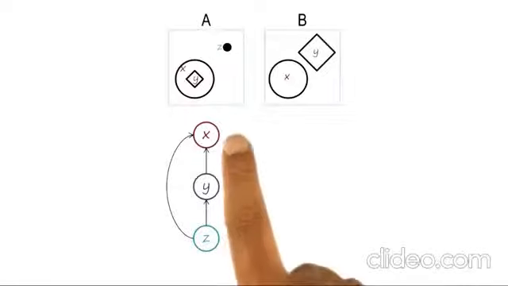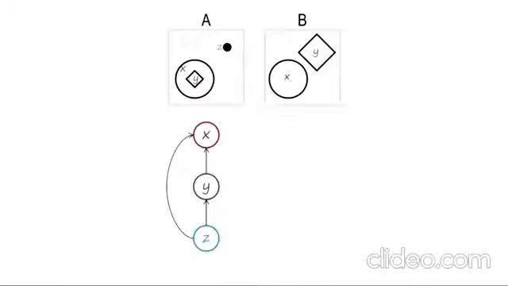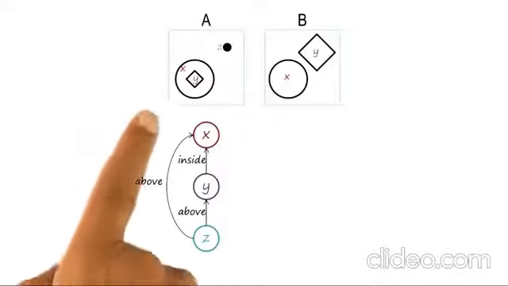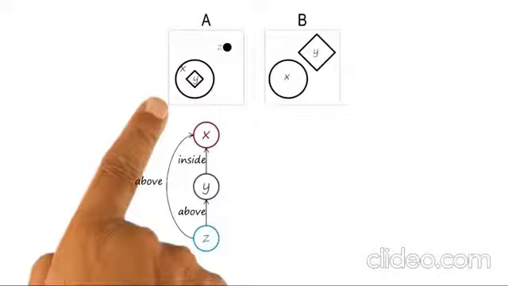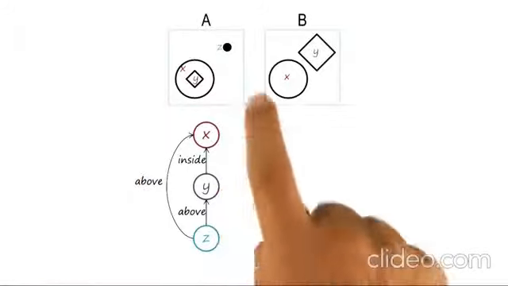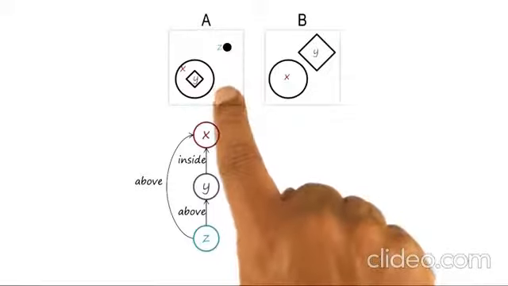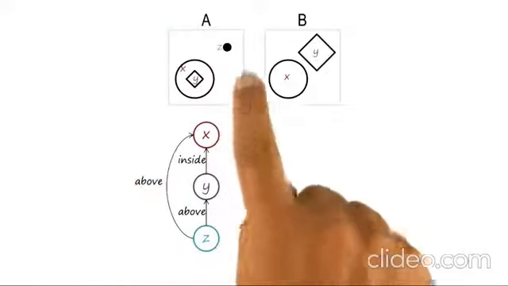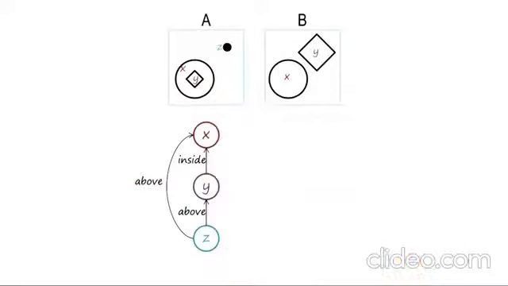So I have the objects X, Y, Z, and we'll try to represent the relationship between them by having links between the nodes representing the objects. These links can be labeled. So I may say that Y is inside X because that is a relationship in the image A. Similarly, I may say that Z is above Y because Z is above Y in the image A. I may also say that Z is above X because Z is above X in image A.